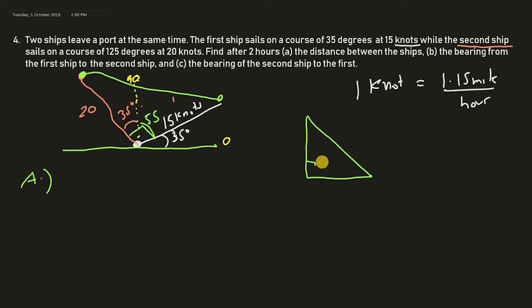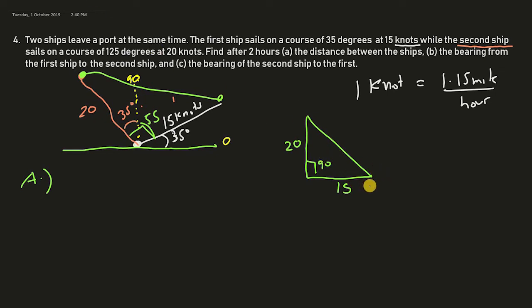This is 90 degrees. This is 20 knots. This is 15 knots. Okay. This is the first ship. This is the second. This is the first.